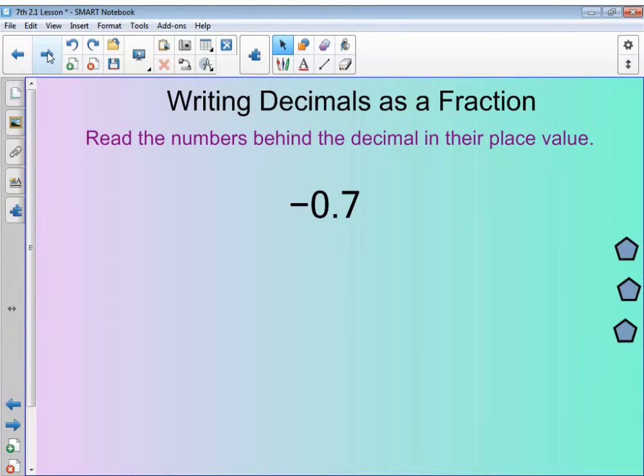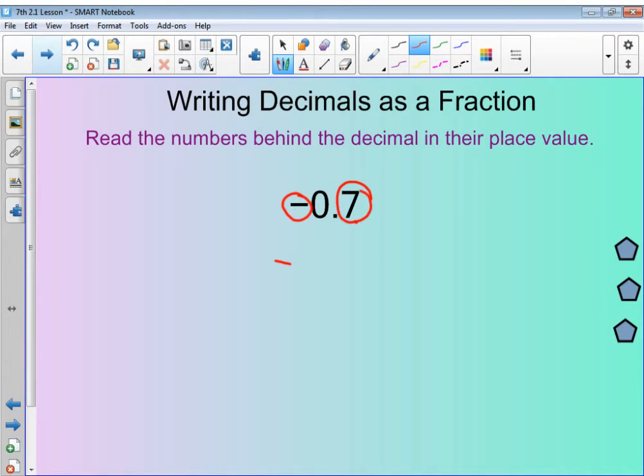Okay, so here's our first one. We have negative 0.7. Now some kids can read that with the place value, but let's pretend I wasn't good at that. So I'm going to put my negative sign out in front because I know that has to be part of my answer. I'm going to take this number, and it becomes my top number. So it becomes a 7 as my top number.